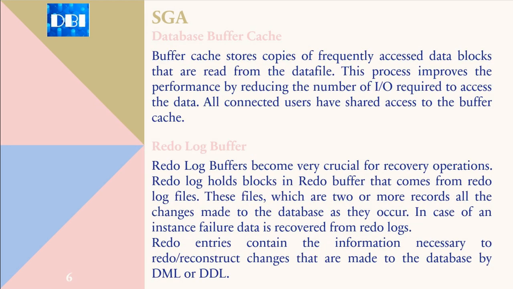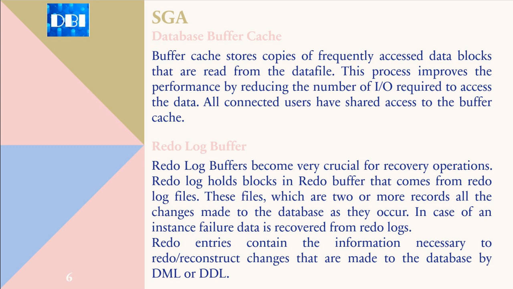Database buffer cache. Buffer cache stores copies of frequently accessed data blocks that are read from the data file. This improves performance by reducing the number of I/O operations required to access the data. All connected users have shared access to the buffer cache.